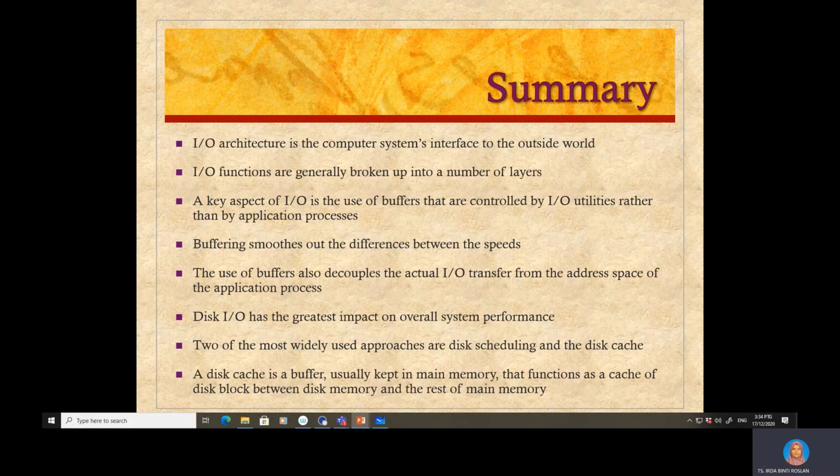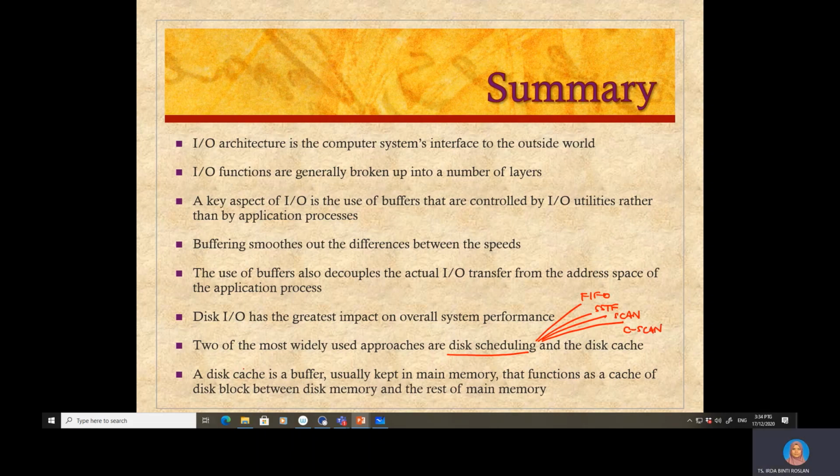The utility of buffering is that it also decouples the actual I/O transfer from the address space of the application process. Disk I/O has the greatest impact on overall system performance. The two most widely used approaches are disk scheduling and disk cache. The one that we covered just now is disk scheduling, and we focused on four disk scheduling algorithms: FIFO, SSTF, scan, and C-scan.